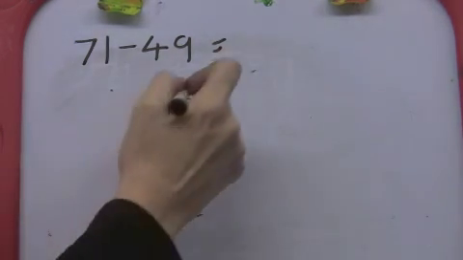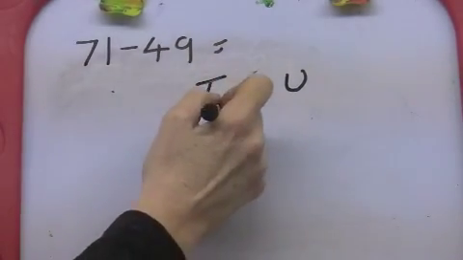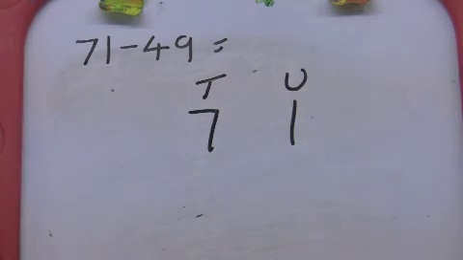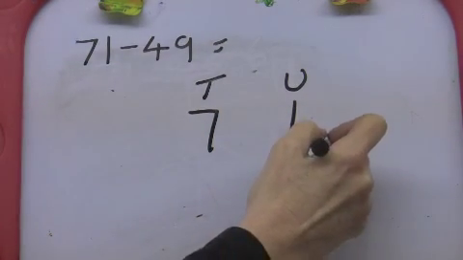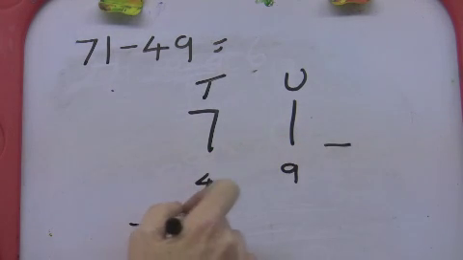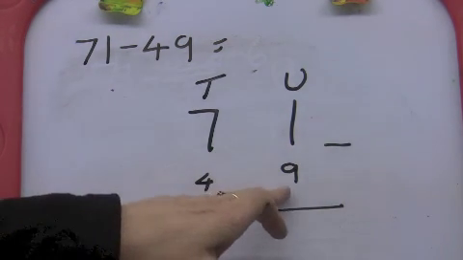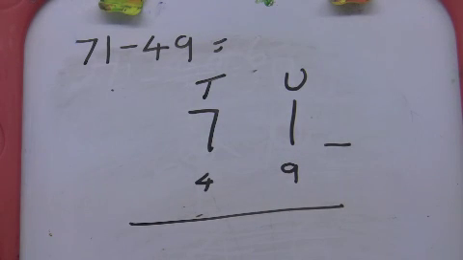71 take away 49. Tens and units. 7 tens and 1 unit. Take away 4 tens and 9 units. And we'll start with the units. 1 take away 9 can't be done, so borrow a 10. If there's more on the floor, knock next door.